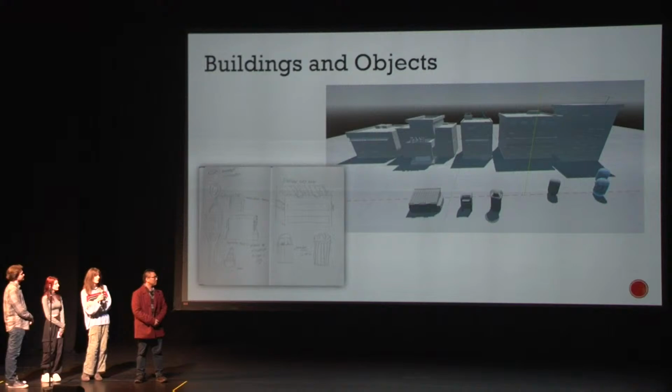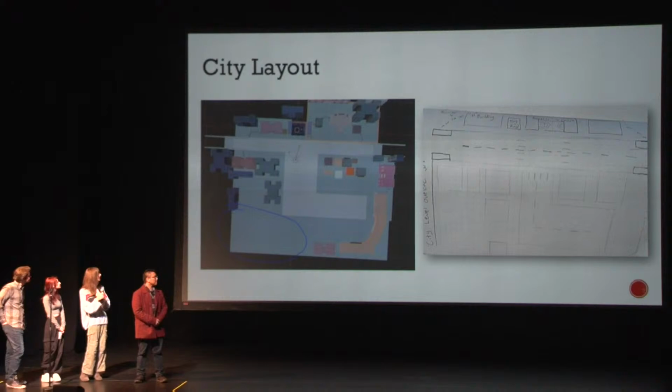We also looked at a lot of reference photos of different cities, different objects, the way trash cans can look. And then here's the original sketch I did for how we wanted the city level to look. I kind of just blocked it out at first. And then I copy-pasted the same buildings that we already had to get the general shape. And then that was a rough image version.